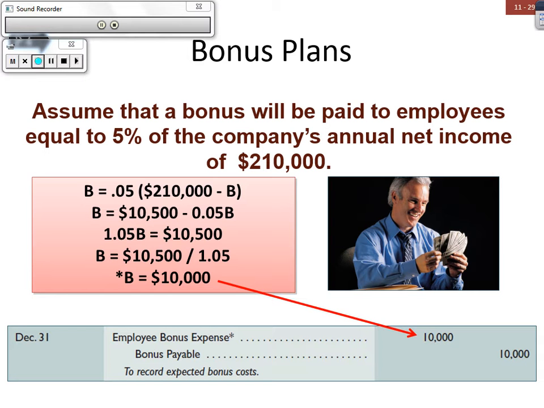Bonus equals how much? 10,000. And we'll do a problem that will allow you to break that down. But I just want you to write that down because I don't want you to forget it. And it's also on page 448.